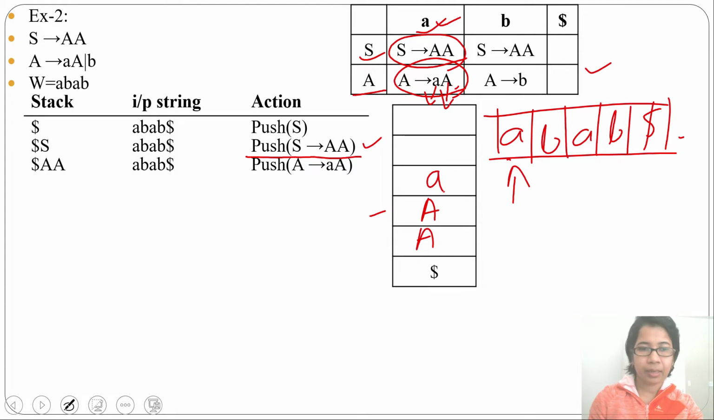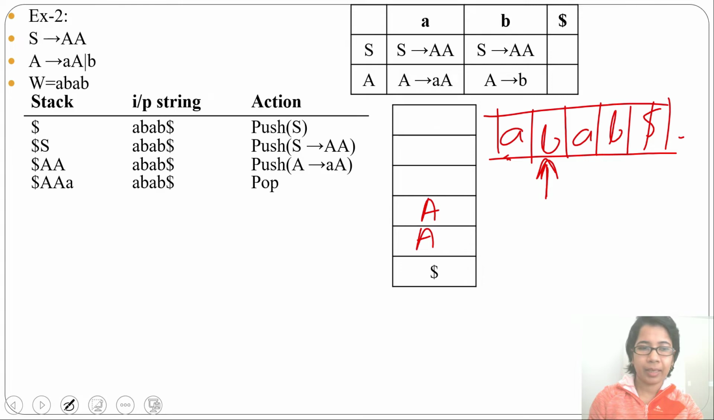Now what is the stack content? Stack content is A and the lookahead symbol is pointing to A. Now just try to match whether it is matching. Topmost stack symbol is A and the input pointer is pointing to A. So when it is matching, we simply pop it and we will increment the pointer. Now the stack contains AA and the pointer is pointing to B.